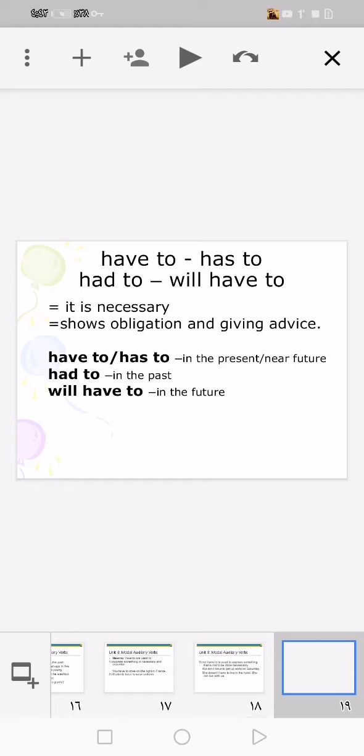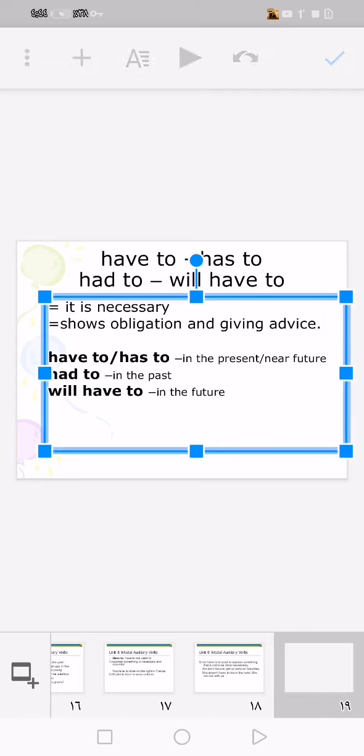Have to, has to, and of course the past is what? Had to. You can also say will have to. It is necessary: this is the first use. The second use is to show obligation and give advice. Have to, has to in the present and near future. Had to is used in the past, will have to in the future. So have to, has to is used in the present form. In the past it changes to had to. In the future it changes to will have to.